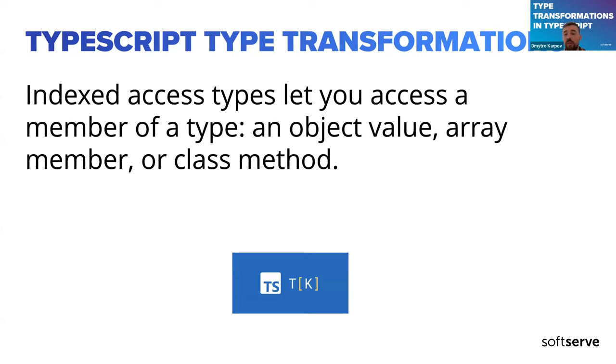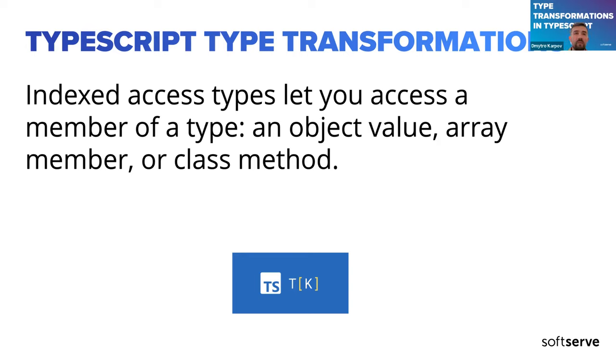Me personally, I was wondering how flexible TypeScript is with the features it provides, that basically you can combine this index type with unions and with other features, and you can come up with really advanced types or techniques to create these types. So regarding indexed access types, it basically gives you the ability to access a member of a type, an object value, array, a member or class method or function method.